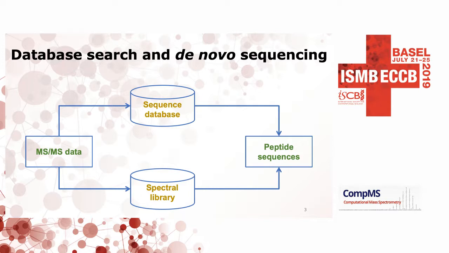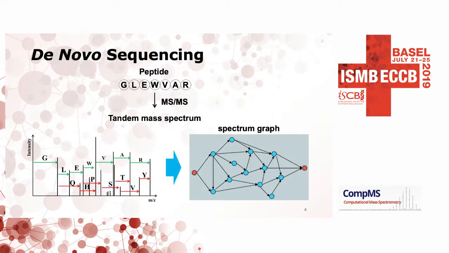De novo sequencing is an alternative approach which identifies peptide sequences directly from the mass spectra without any databases. A general method for de novo sequencing is constructing a spectrum graph for each given spectrum. For example, given one peptide and the corresponding spectrum, the b and y ion series are in the spectrum, so that we can see the mass difference between two adjacent b and y ions equals the corresponding amino acid residue.